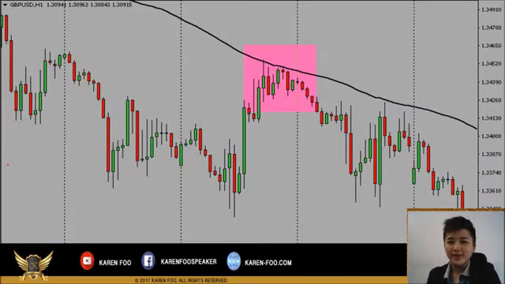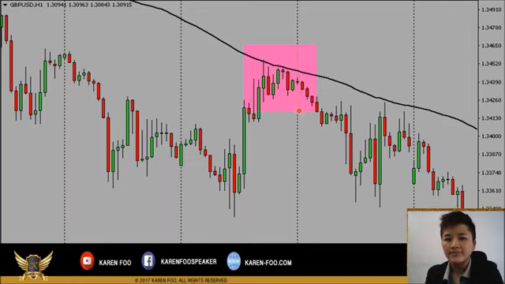Let's say we look at pound dollar. So this is the H1 time frame. If you look at how the price interacts with the 100 moving average, you realize that the price comes up here and then bounces off the 100 moving average. Okay, so what I'm saying here is that you can't use this to enter, right? Don't go and sell here.